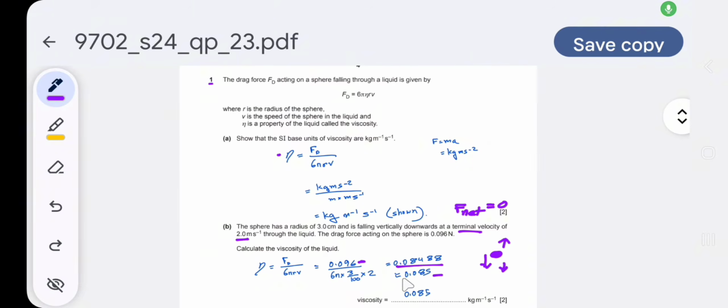You have to remember that the answer must be given to two significant figures. If we write this answer in this form, you would understand clearly: 8.5 times 10 to the power -2. So 1, 2. So this answer is two significant figures.